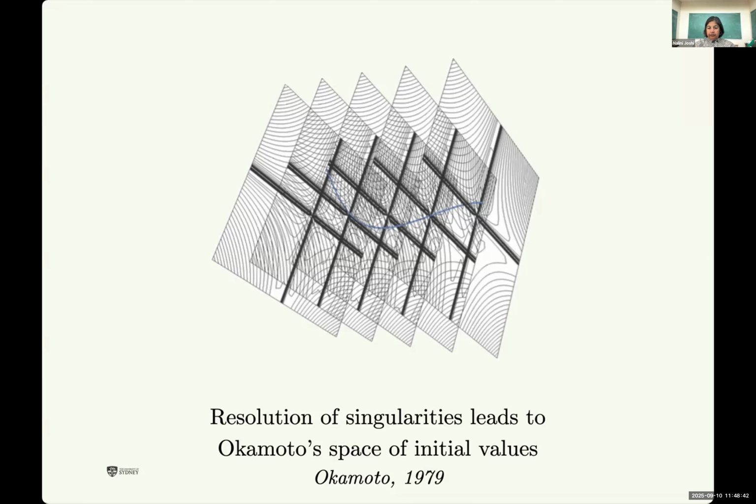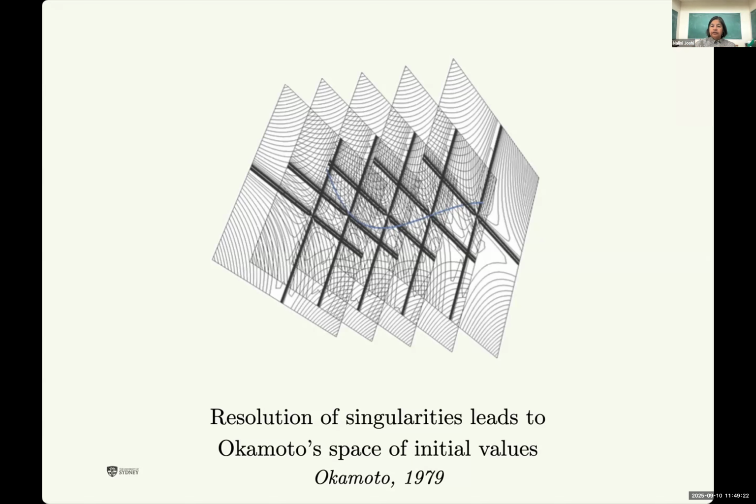Technically speaking, this was constructed by Okamoto after resolving all the singularities. In particular, for this example, these are singularities at infinity. But in any case, what you get is now called Okamoto space of initial values. And you get an algebraic structure in this space, which characterizes the equation and its solution. So for the first Painlevé equation, that structure is given by E8, the exceptional Lie group of rank 8, and its affine version, E8^(1).